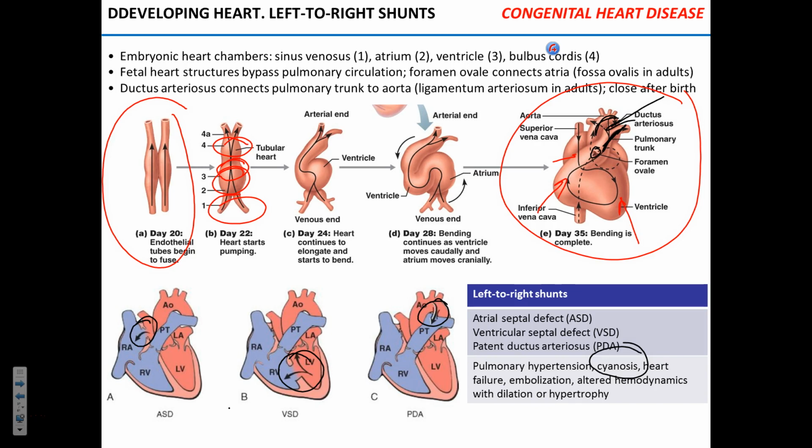Pulmonary hypertension, because think about this, that extra blood that leaves the left side and ends up on the right, where does it go? It goes into the pulmonary circuit. It leads to pulmonary hypertension, and I will say a few words about pulmonary hypertension in a second. Eventually it may lead to heart failure because of muscle dysfunction, formation of emboli, and dilation or hypertrophy.